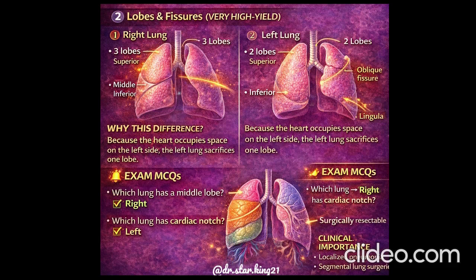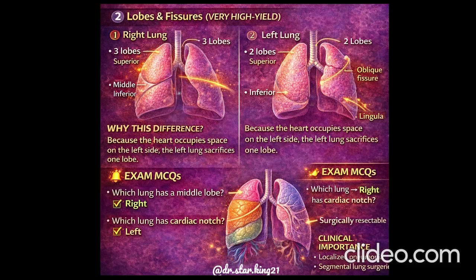Whereas the left lung is smaller and narrower because the heart occupies the space on the left side of the thoracic cavity. To accommodate the heart, the left lung has only two lobes and one fissure. So in the left lung, two lobes, one fissure. The two lobes are superior and inferior, and the one fissure is the oblique fissure. Here the cardiac notch and lingula are present. The cardiac notch is where the heart rests, and the lingula is a tongue-like projection of the superior lobe. Functionally, the lingula corresponds to the middle lobe of the right lung.